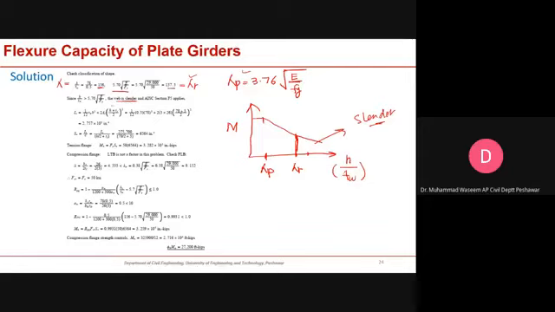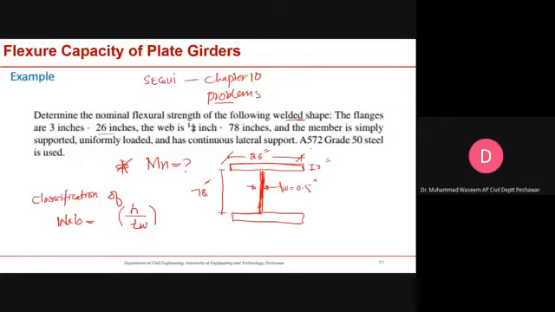Now, as I told you, there are 3 limit states. The first limit state is tension flange yielding. For tension flange yielding you have to use this equation, Fy into S. Now you have Fy, whose value is 50 ksi. Let me check the statement. Yes, for A572 grade 50 steel, your Fy value is 50 ksi.